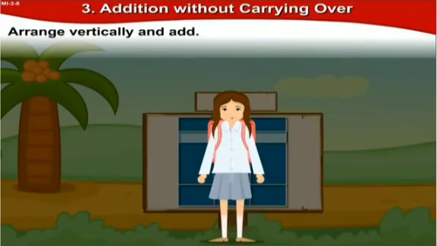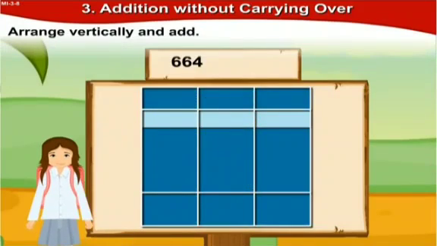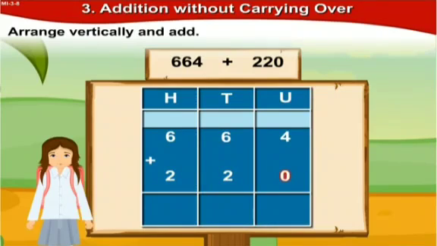Arrange vertically and add 664 plus 220. First we'll arrange them vertically. For that we'll write H, T, U. Now 664 is 6 hundreds, 6 tens, 4 units plus 220 would be 200, 2 tens, 0 units.